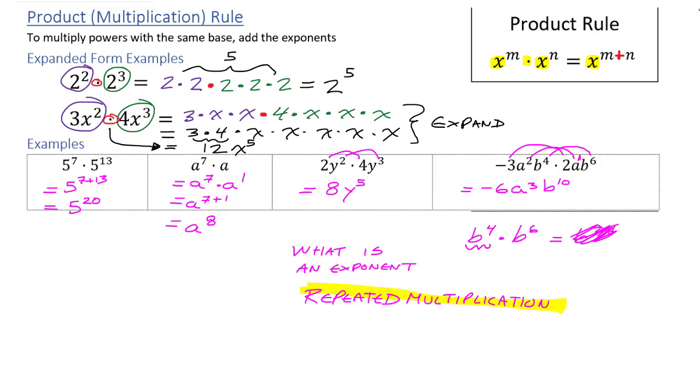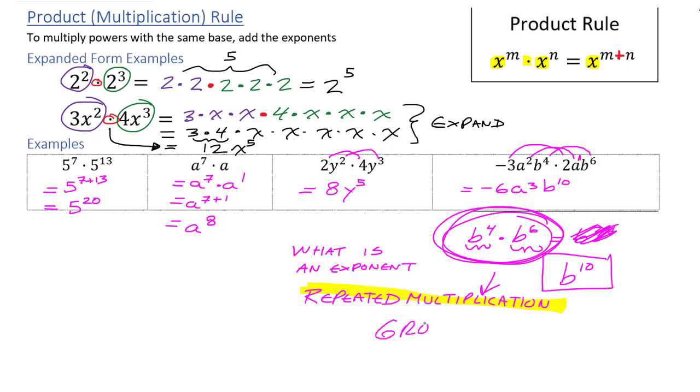So when we say we have b to the 4 times b to the 6, it means we have 4 b's that are multiplying. We have 6 b's that are multiplying. All together, how many things are multiplying? There are 10 b's, right? Okay, that are multiplying. That's the exponent, is just to group together that multiplication. It's used for grouping it, right? Just to make it easier to write.